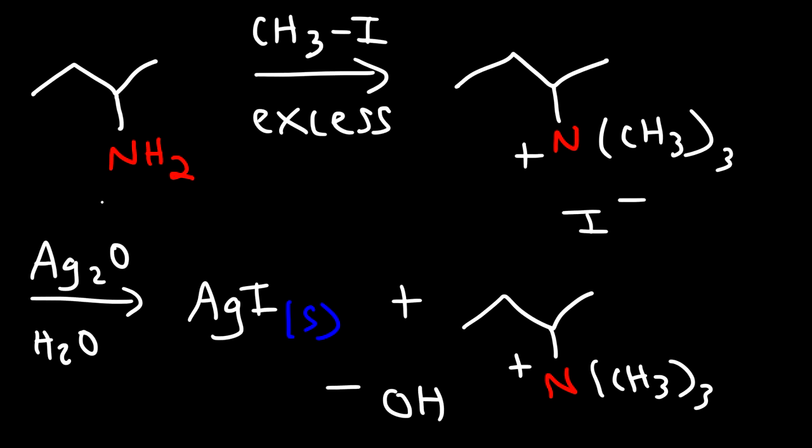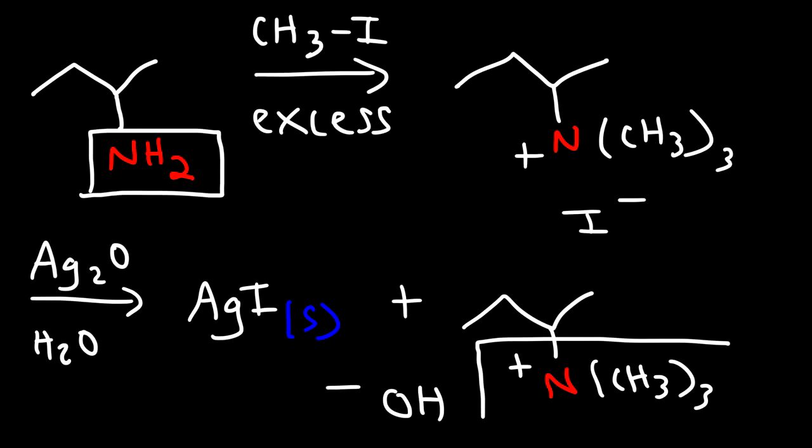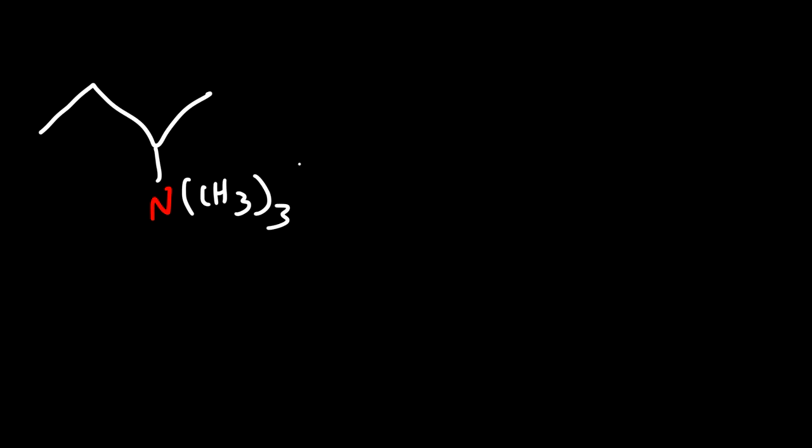The purpose of this transformation is to convert a bad leaving group into a better leaving group. So once we have a better leaving group, we can now perform elimination. Whenever the leaving group has a positive charge, it's a better leaving group than if it was neutral.